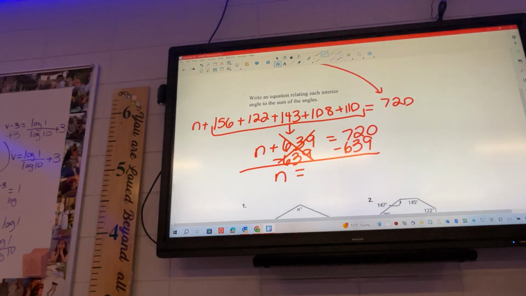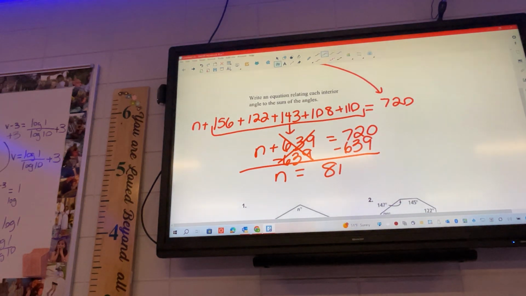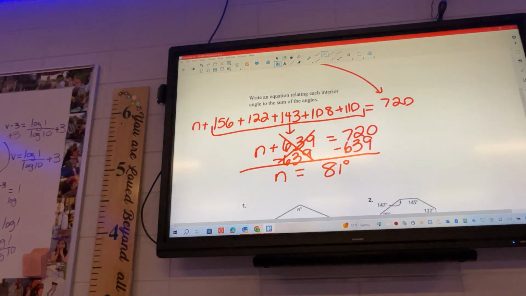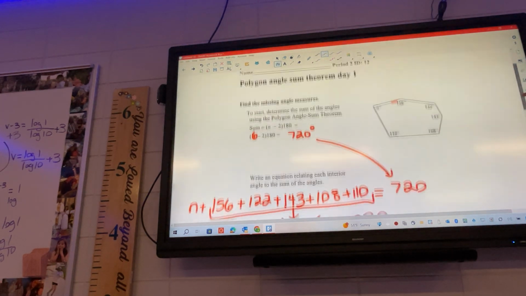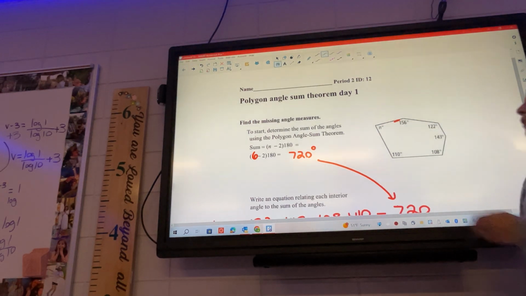81. Okay, what is 81 though? Well, it is n because it says n equals, but what is it? It's with degree, the circle by it. 81 degrees? It is still 81 degrees, but what were we finding? An angle. The missing angle on the original, inside of our shape, okay? So that's what we're finding here, this one. We were actually finding this one.